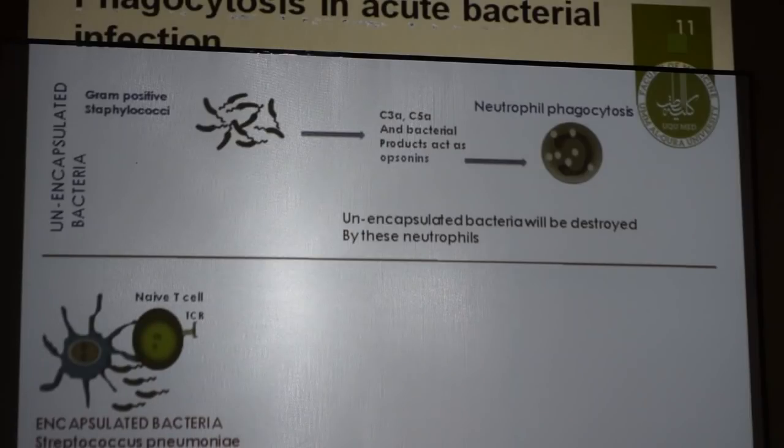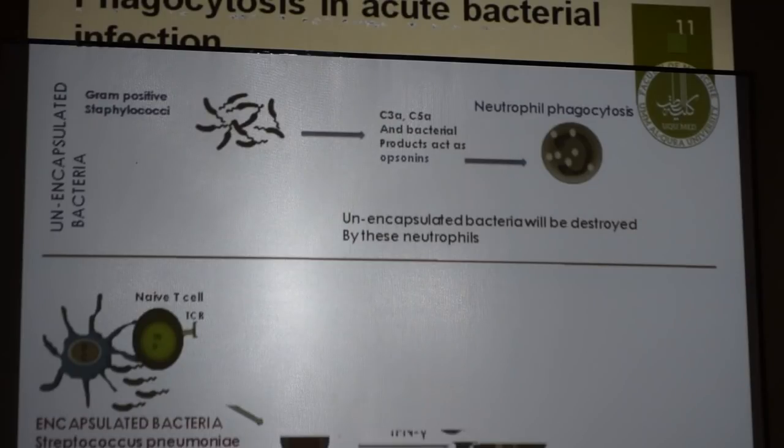The second example is that of encapsulated bacteria, which are more resistant. They have a coat around them, and the examples here are Streptococcus pneumoniae, a gram-positive bacteria, and Haemophilus influenzae, a gram-negative bacteria. Both have a capsule around them. So let's say it has entered the body for the first time and it has entered the tissues. So first thing what will happen? Dendritic cell will capture it and it will do priming. Where does the priming take place? Lymph nodes.